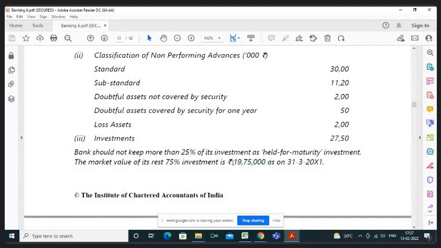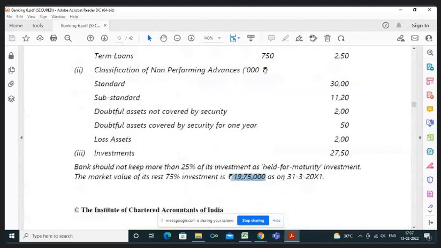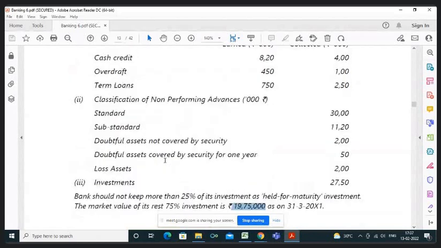The other 75% should be shown as cost or market value, whichever is lower. But in the case of AFS and HFT, we have to show it at market value only. If it is more, it will be a gain. If it is less, it will be a loss. So these points we have to take care while preparing the balance sheet. So first we will start with the working notes.